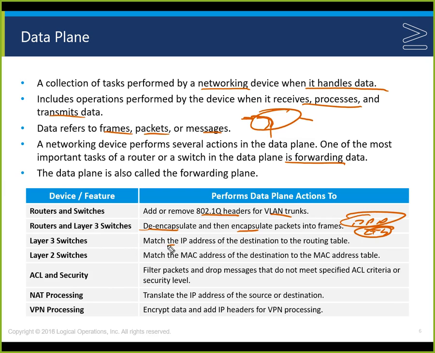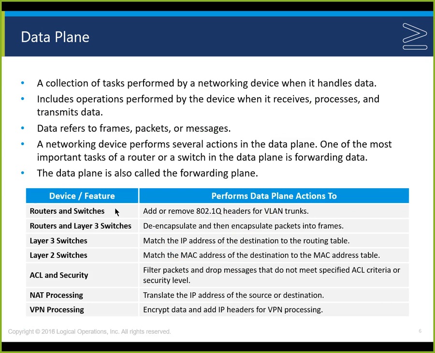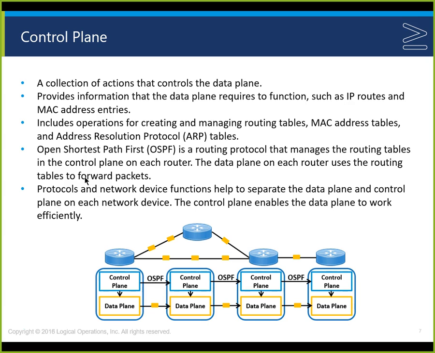Layer 3 switches match IP addresses of destinations in the routing table. Layer 2 switches use the MAC addresses. Access control lists filter and drop messages. NAT translates the IP address, and then the VPN is going to encrypt the data and add the IP headers for the VPN processor. So the data plane is where the work actually gets done.